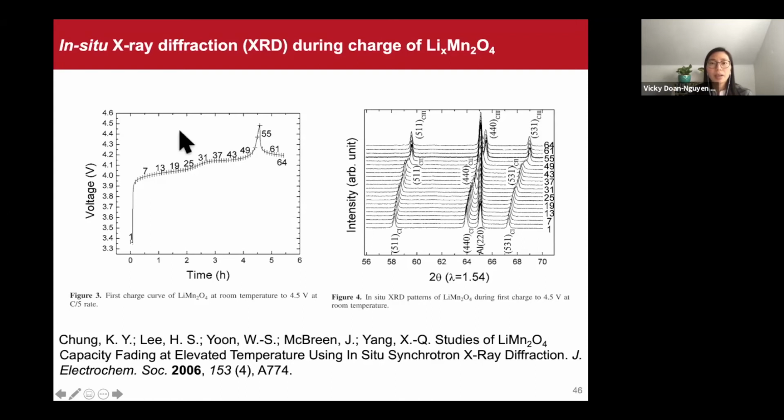So what's happening to this crystal structure upon delithiation? Okay, so for LixMn2O4, you could see here, this is a voltage curve. So the voltage is increasing upon charge. It's a function of time. So what's happening here? Well, we track from 1 to 55. So 1 to 55 here. We can see that indeed there is an increase of the 511 peak, increasing to higher 2 theta. Okay, and this is at room temperature.